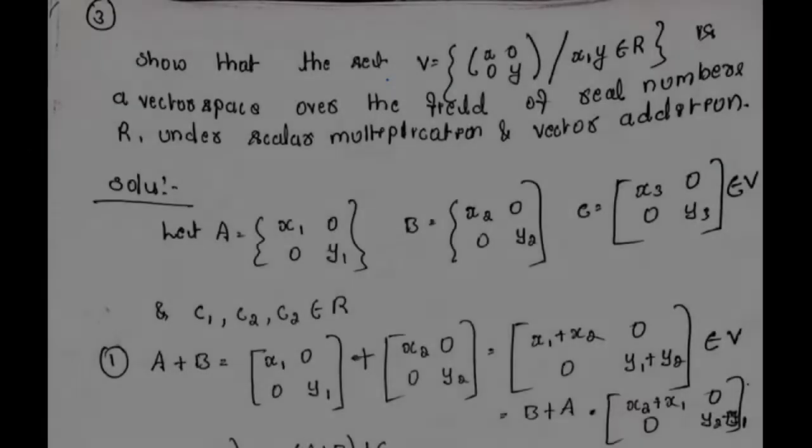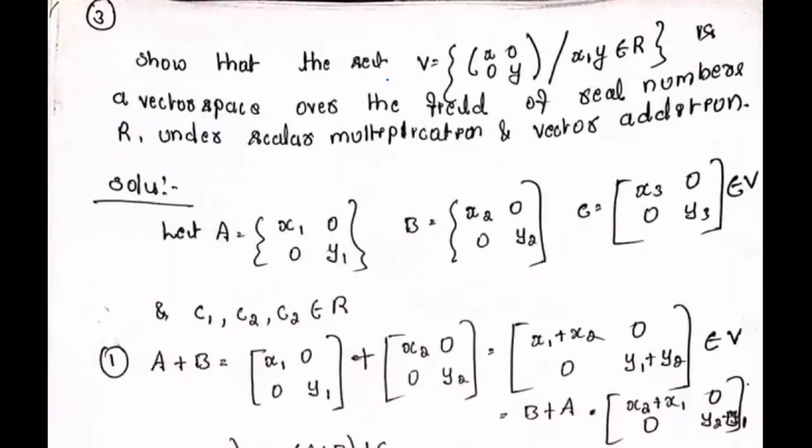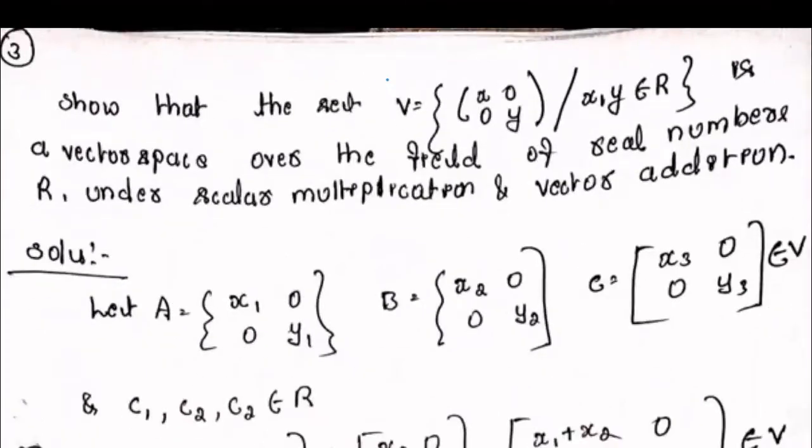Let's solve the first problem related to the vector space. The problem is this: show that the set V equals the matrices [x 0; 0 y]. Only the diagonal entries are there, other entries are not there. V is [x 0; 0 y], where x and y belong to R, that means x and y are real numbers, is a vector space over the field of real numbers R under scalar multiplication and vector addition.